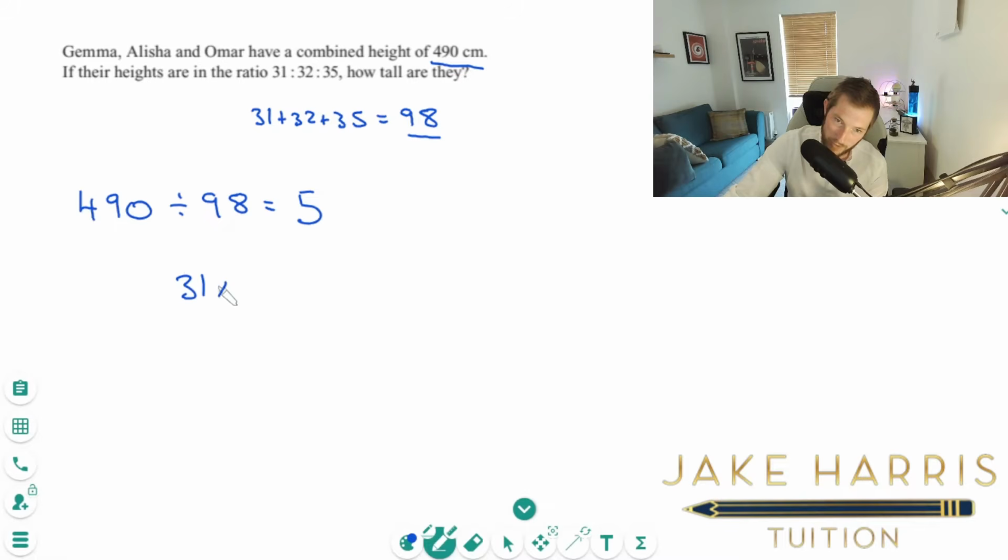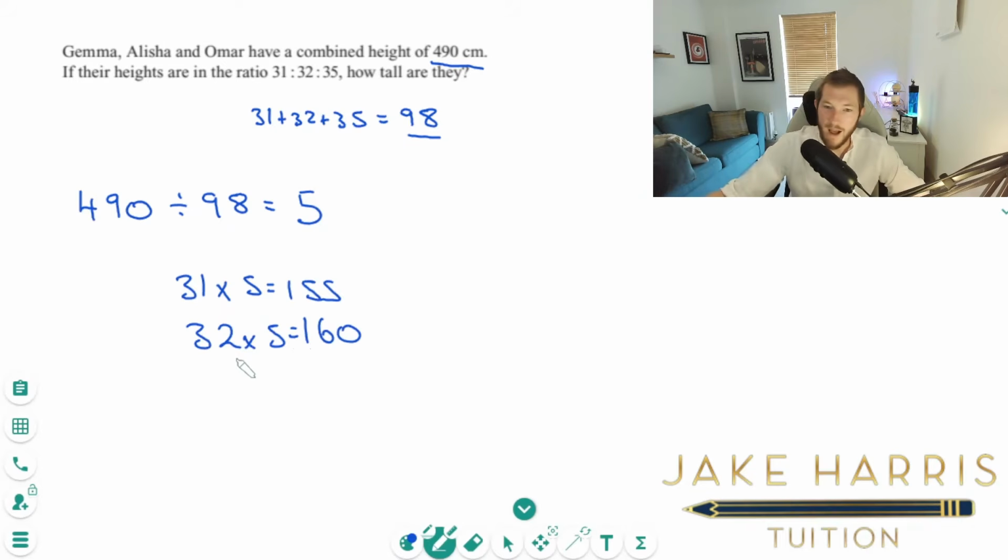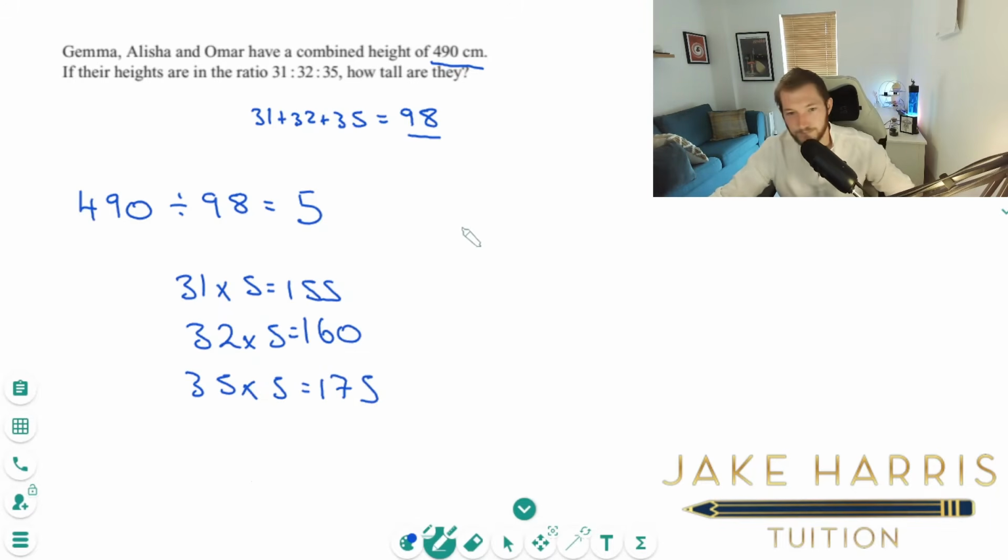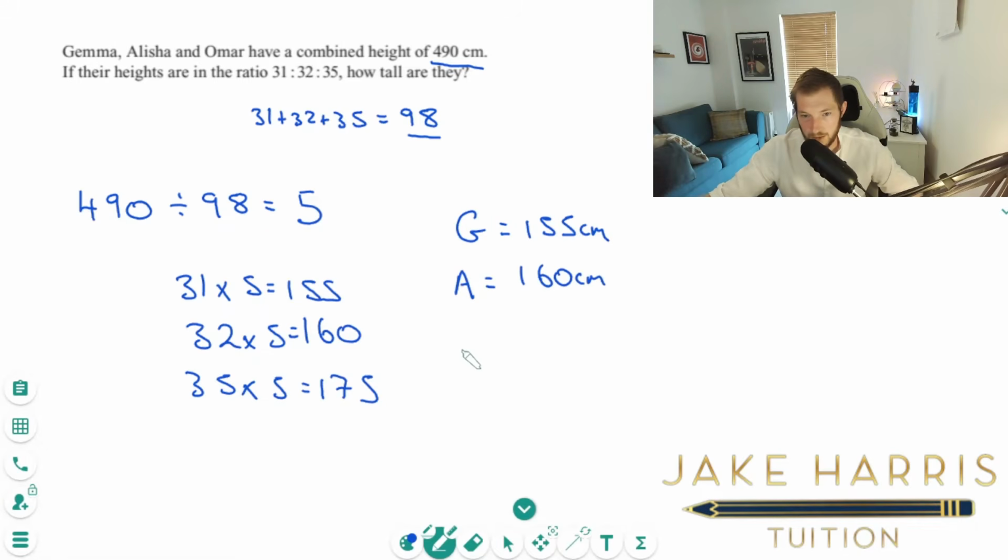So 31 times 5 is 155. 32 times 5 is 160. And 35 times 5 is 175. So in answer to our question, Gemma is 155 centimeters tall. Alicia is 160 centimeters tall. And Omar is 175 centimeters tall.